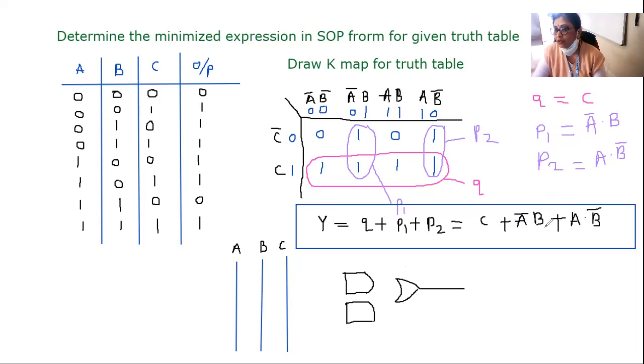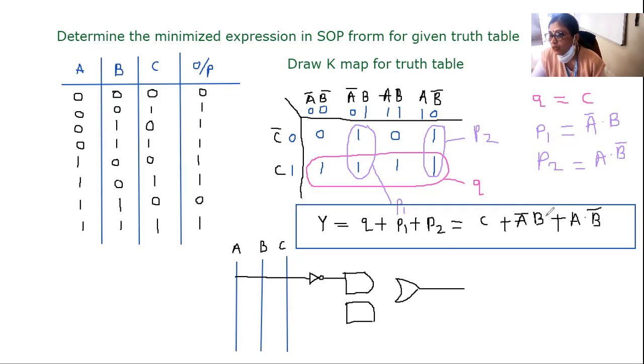Now, let us see how to do this. What is our first term? It is A bar B. Okay. So we are taking connection from A, but it is not A, it is A bar. So here you have to add a NOT gate. Okay, here you have to add a NOT gate, so that it becomes A bar.